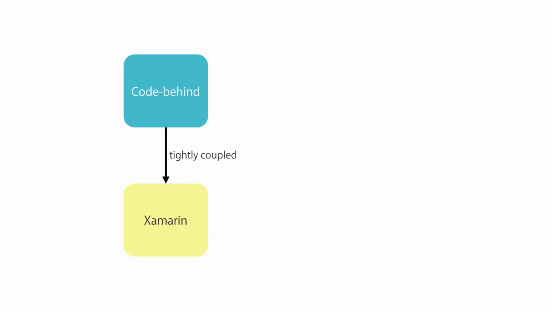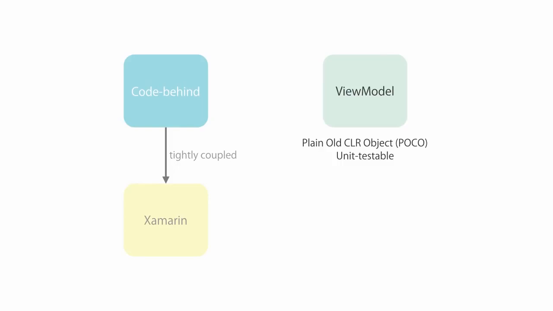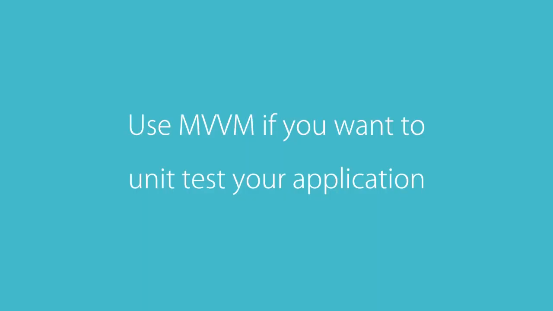So by applying MVVM pattern, we basically take all the code in the code behind, put it in a view model class, and modify it slightly so it has no coupling or minimal coupling to Xamarin. And this way, we get what we call a plain old CLR object, or POCO. That's a class that has simple properties and methods, and we can easily unit test this class. So, as you might guess, you should use MVVM only if you want to unit test your application's presentation logic.